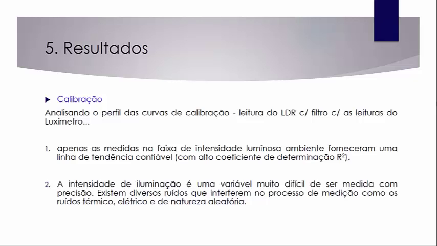The lighting intensity is a very difficult variable to measure accurately. There are many noises that interfere with the measurement process, such as thermal, electrical, and random nature noises. Electrical noises are the considerable length of wire that captures more than the input signal, and also the Joule effect and the conductive materials used. The signal interference can be decreased by using shorter, thick, and insulated cables.